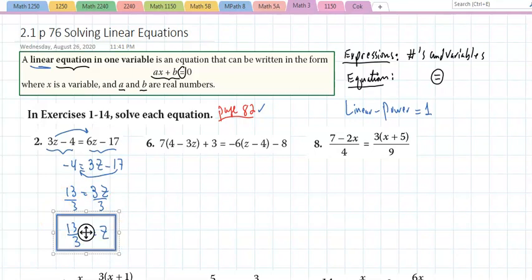You don't have to write this in a mixed number. It's fine. You don't have to write it in a decimal.